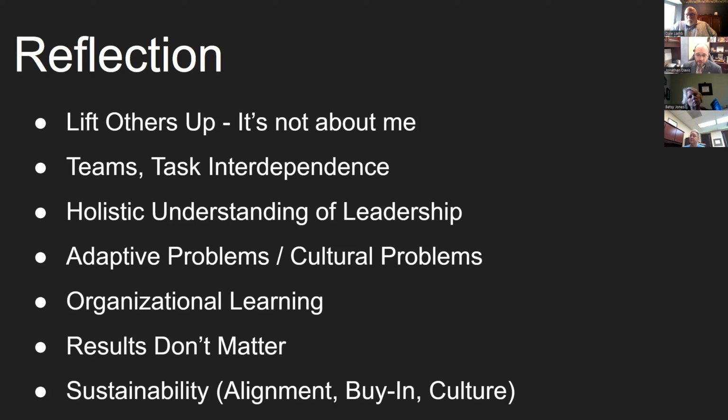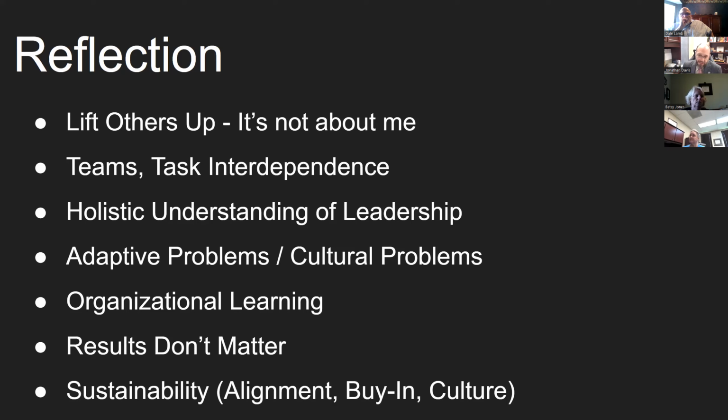I put in here, results don't matter. I think a better way to say that is that any result matters. It doesn't matter whether it's a positive result or a negative result, any feedback, any result out of this process matters, because it's what we do with that result. It's how we learn from that result. Early on, I was very nervous about whether or not this would work, but I have learned to let that go, and to let what happens happen and learn from that process.